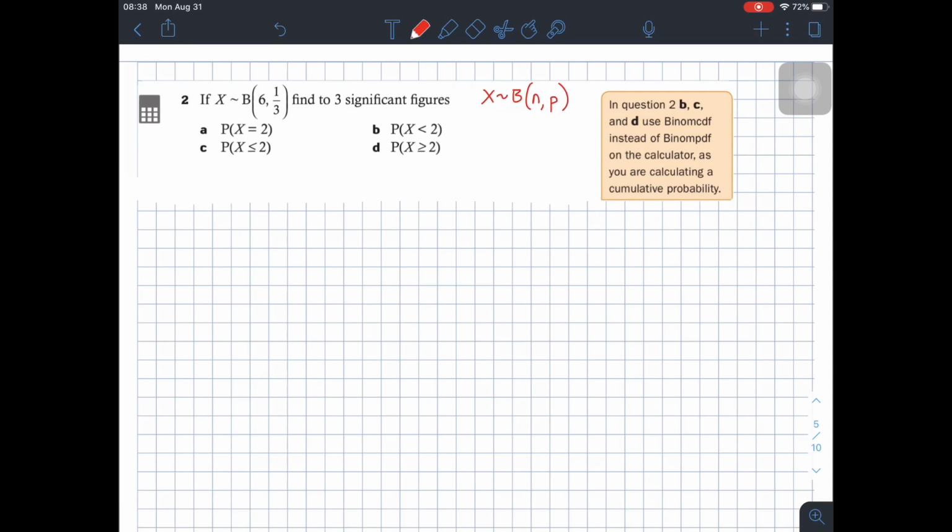Okay, so for part A, we want to calculate the probability of having exactly 2 successes, right? So first of all, we're gonna identify here our value of n, which we already should know, that is 6, and the value of p is equal to 1/3. Now, in this particular situation for part A, we are gonna say that x is equal to 2. That's what we want. We want to calculate the probability of x being exactly equal to 2.